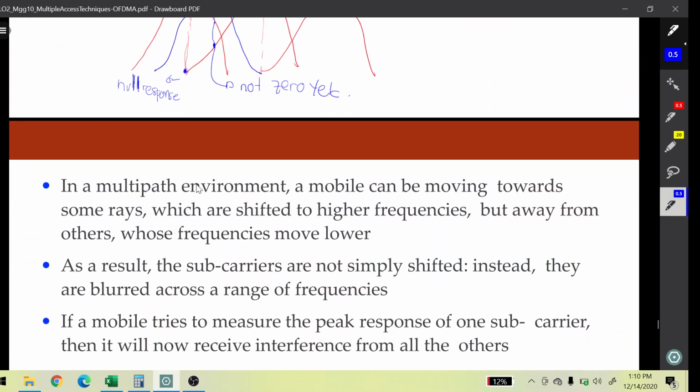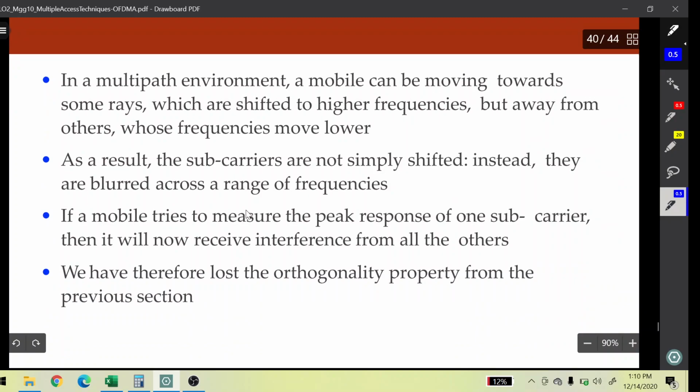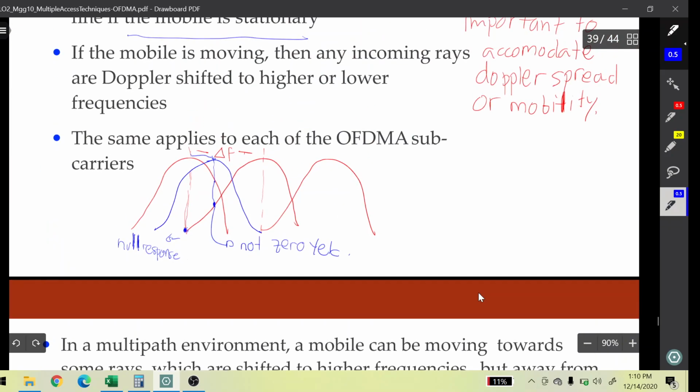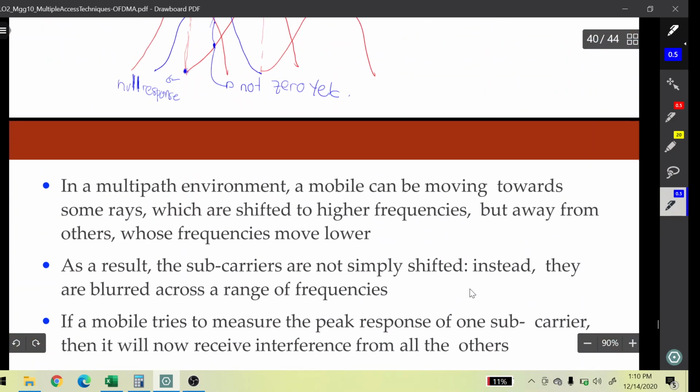Now, in a multipath environment, a mobile can be moving towards some rays which are shifted to higher frequency but away from the others whose frequency moves lower. As a result, subcarriers are not simply shifted, instead they are blurred across a range of frequency. If a mobile tries to measure the peak response of one subcarrier, then it will now receive interference from all the others. We have therefore lost the orthogonality property from the previous section. It's not orthogonal anymore because when it shifted to this place, the frequency response from the next subcarrier has not reached zero value, right? It lost the orthogonality itself.